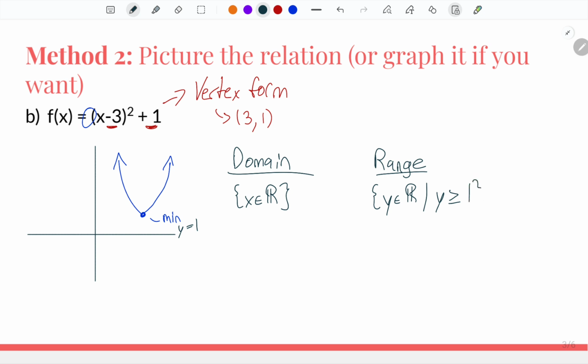That's our range. And again, in those squiggly brackets, the curly ones. Okay, so there we have it. That is our domain and our range.